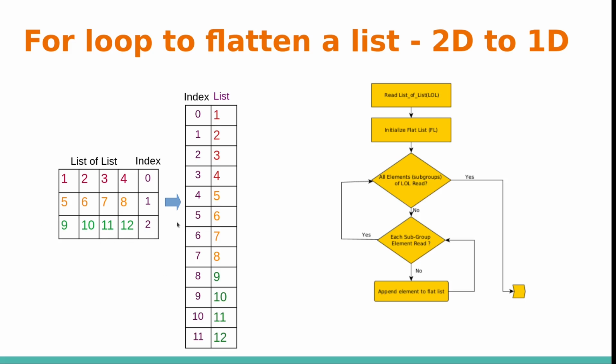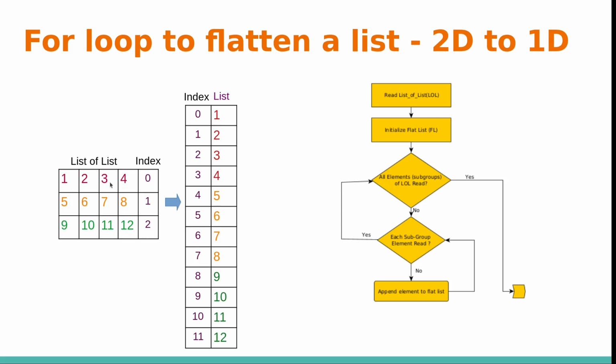So how do I go about doing it? First, what I need to do is read a list of lists. Clearly, that is the list I want to parse or flatten. And I want to initialize a flat list FL. So I need to create an empty list in which I can store or append these values. And then I'm going to loop over the list of lists. Remember, the list loop starts with an index 0, then goes to 1, then goes to 2.